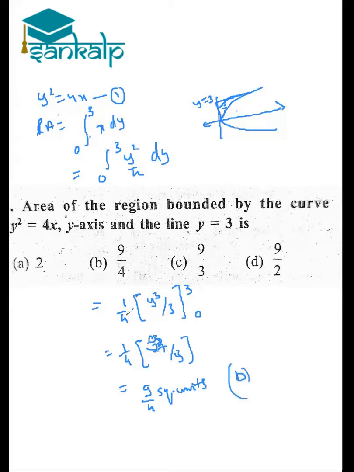Option B will give us the area which is bounded by the curve, the y-axis and the line y equal to 3.